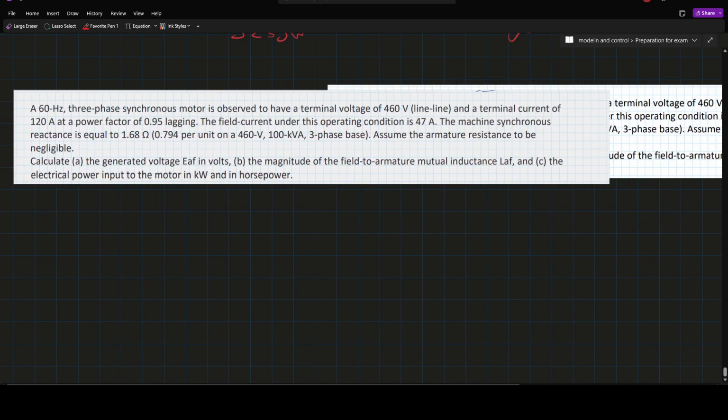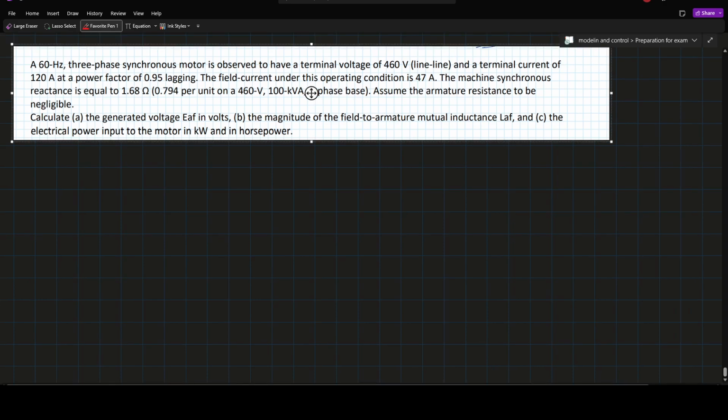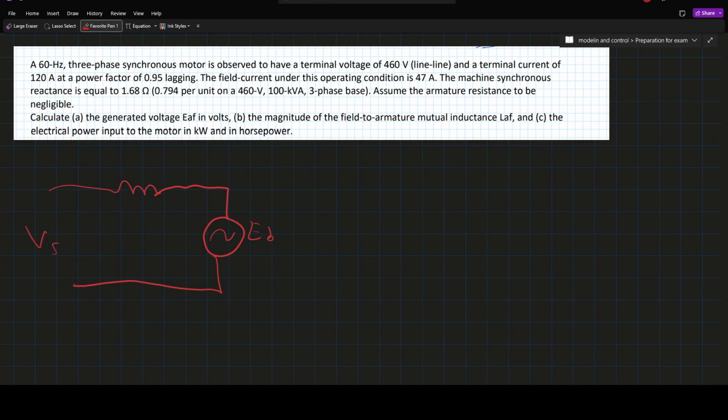Just so we get the hang of it. Okay, let's draw the circuit that we figured out for our synchronous motor. So it is an inductance here. We have our speed-dependent source here, and we have our VS here. Okay, and it's telling us here that we have a 60 hertz.